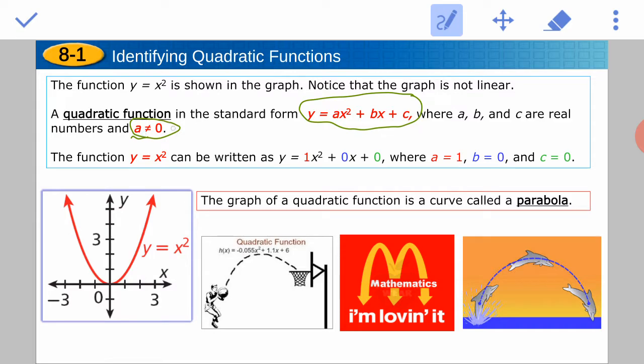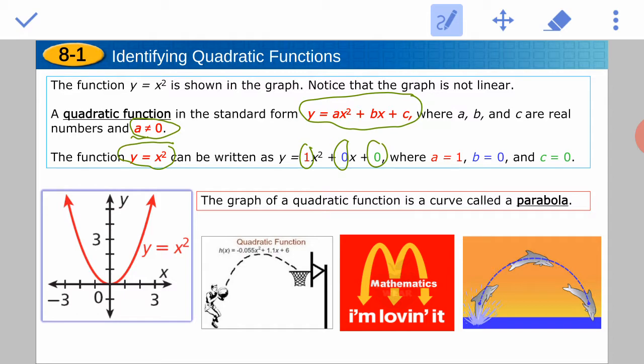a cannot equal 0, because guys, if a equals 0, this term is going to disappear, and if this term disappears, it is not a quadratic function anymore. So a doesn't equal 0, but b and c might equal 0, and this is what happens in a parent quadratic function. y equals x squared is called a parent quadratic function. The value of a is 1 and the values of b and c are zeros. This is why the second and third terms disappeared and we only have y equals x squared.